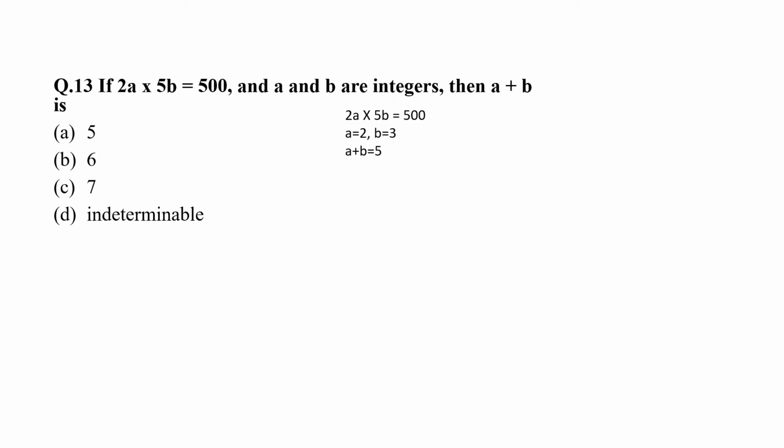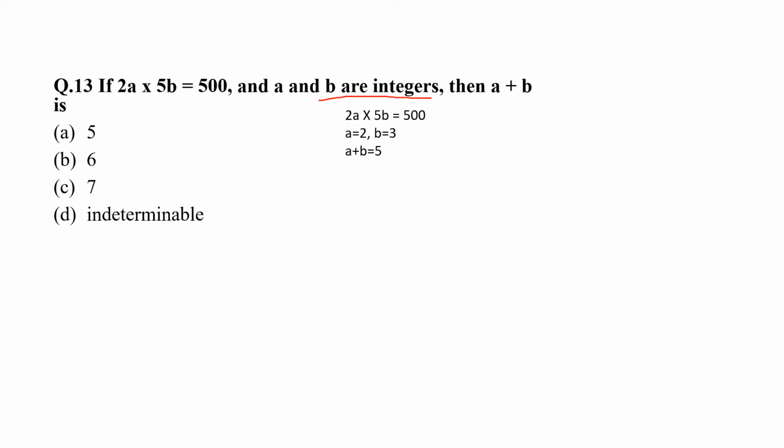Question number 13. If 2^a into 5^b is equal to 500 and a and b are integers, then a plus b is. First of all, we should know what integers are. Integers are whole numbers that can be positive, negative or 0. Integers cannot be fractional numbers. Fractional numbers are 2.5, 1.5. These numbers are not considered integers. Like 1, 2, 3, 4, 5, these are all integers, whole numbers, right?